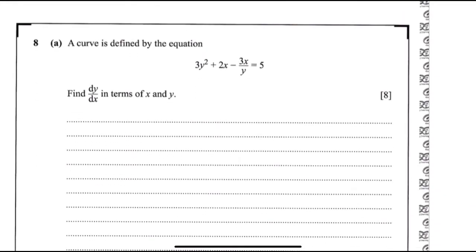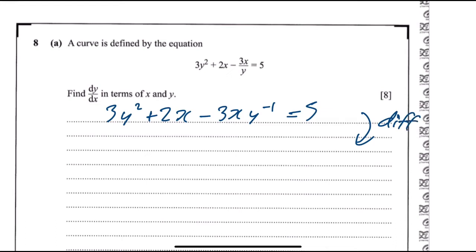Okay, implicit differentiation, this next one. The curve is defined by this equation. First thing I would do here, you're defining dy by dx. I'd rewrite it as 3y squared plus 2x minus 3x y to the minus 1 is equal to 5. And what you're doing here is differentiating everything with respect to x.